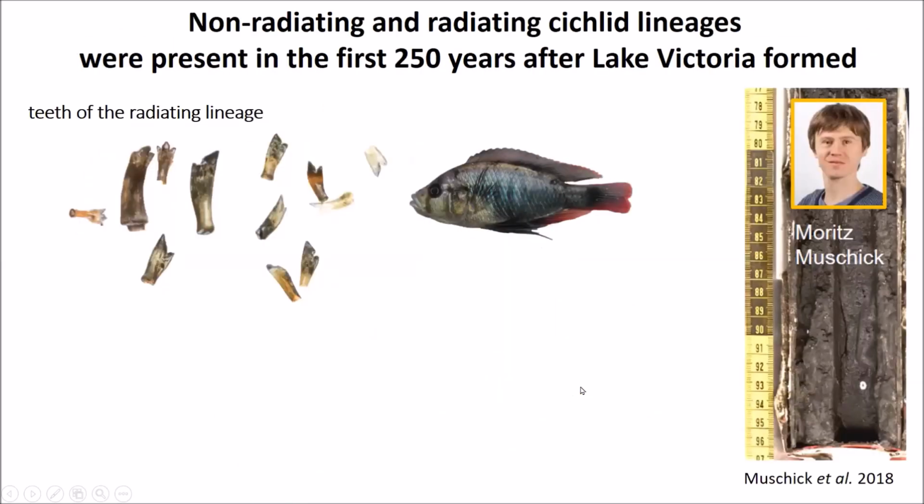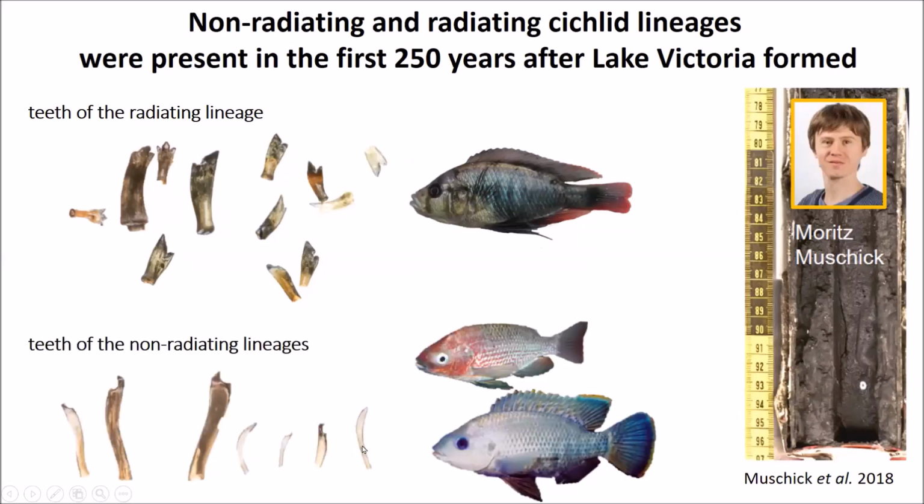Looking at sediment cores, Moritz Muschick in the group of Ole Seehausen was looking at teeth in the sediment cores. What he found is that right at the beginning of the formation of the lake, there are lots of teeth that are clearly assignable to this radiating lineage, but there are also teeth of these non-radiating lineages, those that have colonized the lake but did not diversify in the lake. And they're also there right at the onset of the lake. So they were there basically at the same time. So there's something special about this one lineage which can diversify much faster than these other cichlid lineages.